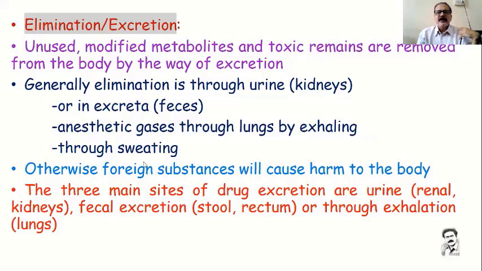If all these dangerous chemicals keep running in the blood, they will damage the body. That's why our body is intelligent, and it will try to throw them out in the liquid state from the kidneys, and in the solid state from the feces. The three main sites of drug excretion are urine, that is renal or kidneys; fecal excretion, which is stool or rectum; or through exhalation, the lungs. These are the three most important.